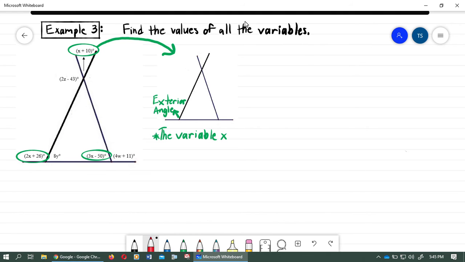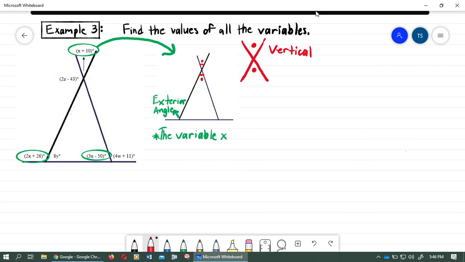If you look at the way that angle at the top is formed, the one that says x plus 10, that angle is a vertical angle with one of the interior angles of that triangle. Y'all see that? These two angles right here, you know which two I'm talking about. These two angles right here are vertical angles.